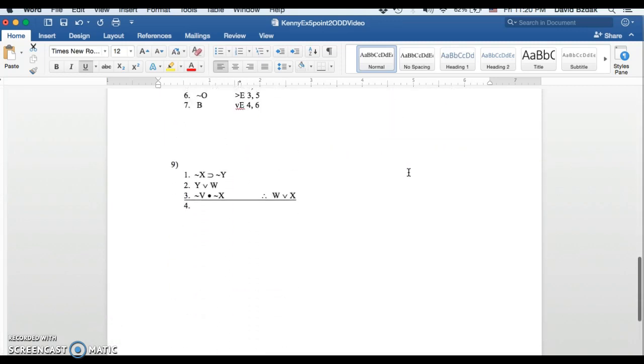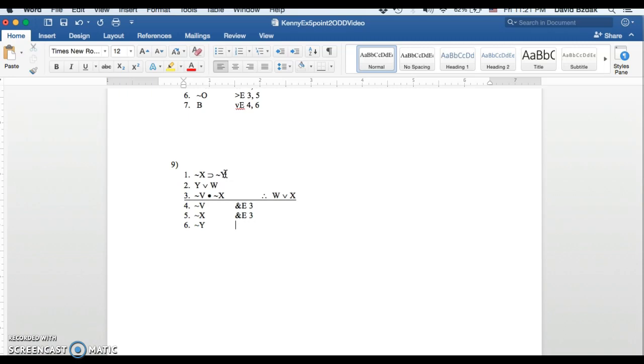So in number 9, we can't do a conditional elimination because we don't have not X by itself. We can't do a disjunction elimination because we don't have the negation of either of these disjuncts by itself. But we can do a conjunction elimination. Right? So we can get not V by conjunction elimination of 3. And we can get not X also by conjunction elimination of 3. Notice we only use one number because it only requires one input, namely a conjunction. Okay, so now we have some stuff to work with.